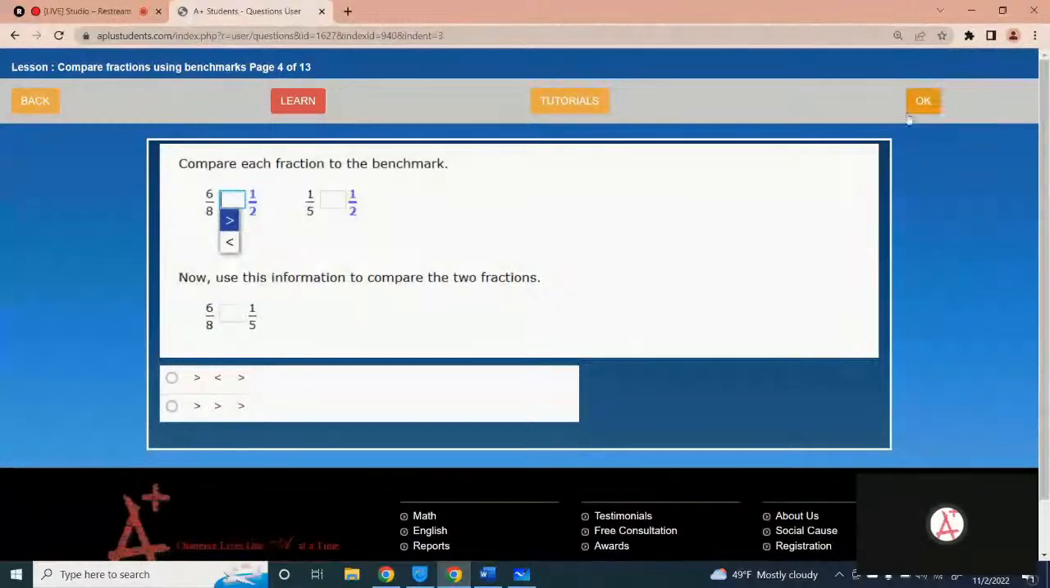Got it? Okay, 6 by 8. So 6 by 8 is greater than 1 by 2, but 1 by 5 is less than 1 by 2. So then 6 by 8 is greater than 1 by 5. So it would be the first option. Got it?